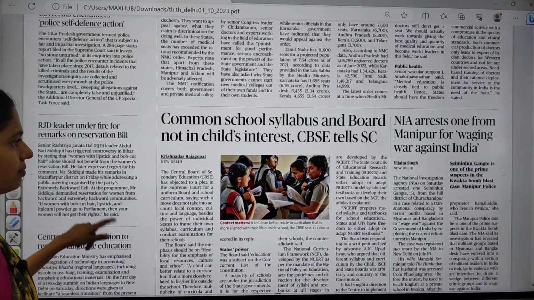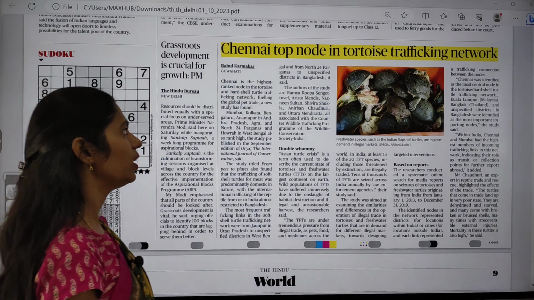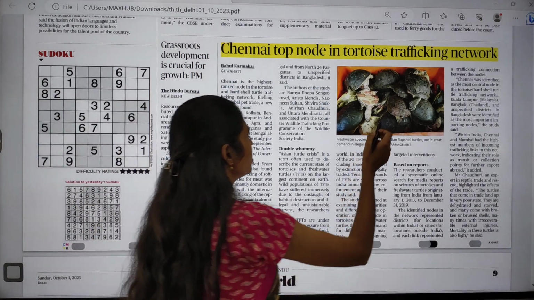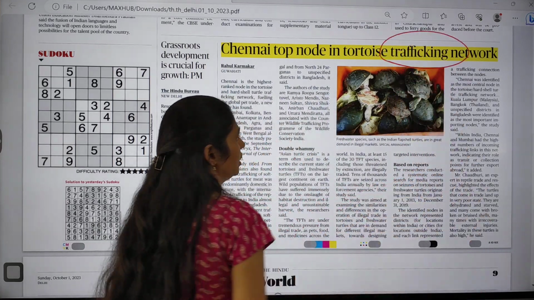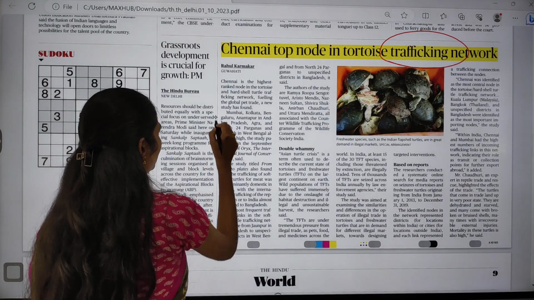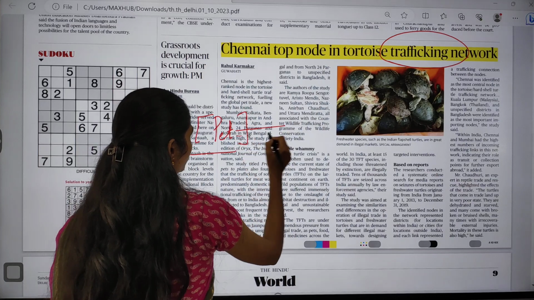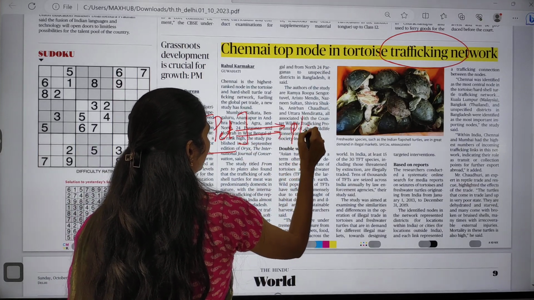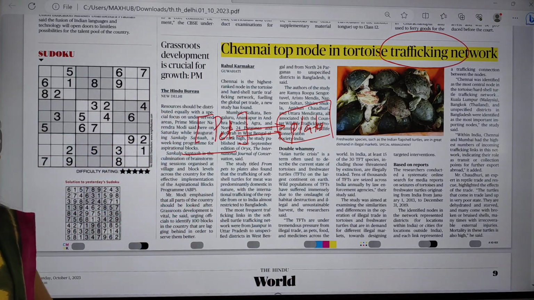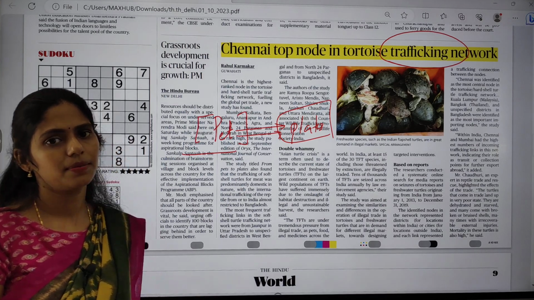And if you move on, you can see one article, that is, Chennai top node in tortoise trafficking network. So there is an increase in trafficking of this tortoise. Normally this tortoise is grown or used as a pet in homes. Now from pets it is going onto plates. There is increased demand for the meat of this tortoise, and because of this, illegal trafficking of this tortoise is happening.